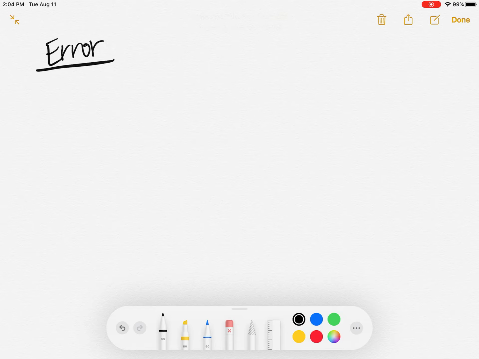Okay, here we go. So what's the idea of error? The idea of error is, well, if you're not perfectly accurate, then there's some error associated with your measurement.